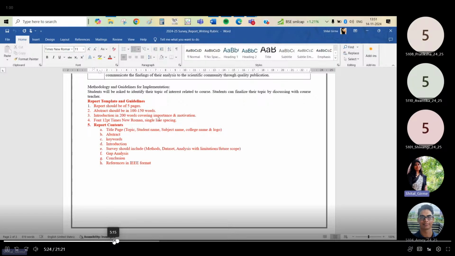Identifying the topic, finalizing it, then doing the survey. Writing the report is the last activity. Okay, I'll probably share the format also, and these are the contents. These are not going to change. The report contents would be the same.